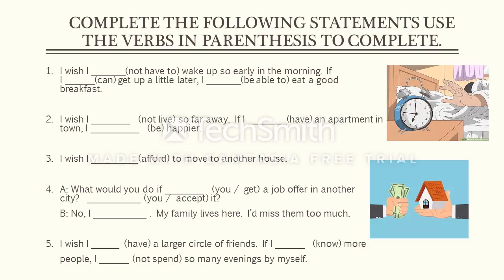Then you have number 5. I wish I, in parentheses, have a larger circle of friends. So similar to the one you have. So now you should be experts. If I, parentheses, know more people, I not spend so many evenings by myself. Okay, so do it, think about it, and then you can check the answers.